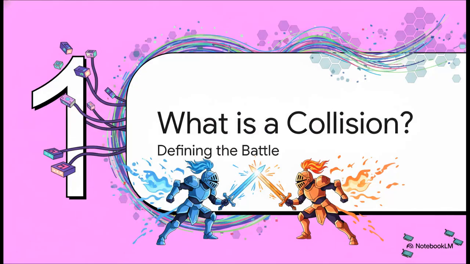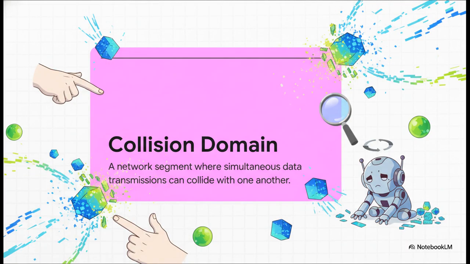Okay, so keeping that chaotic meeting in mind, let's put a more formal definition on what we actually mean by a collision when we're talking about networks. So here it is. A collision domain is basically any part of a network where data packets can literally crash into each other. This happens when more than one device tries to send something out on that same wire at the exact same moment. And when they do collide, poof, the data's corrupted, it's useless, and both devices have to back off and try sending it all over again later.